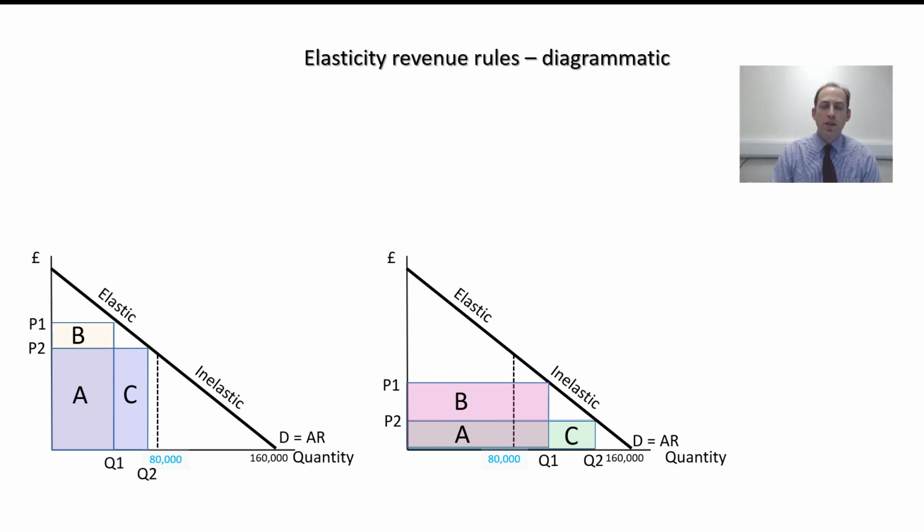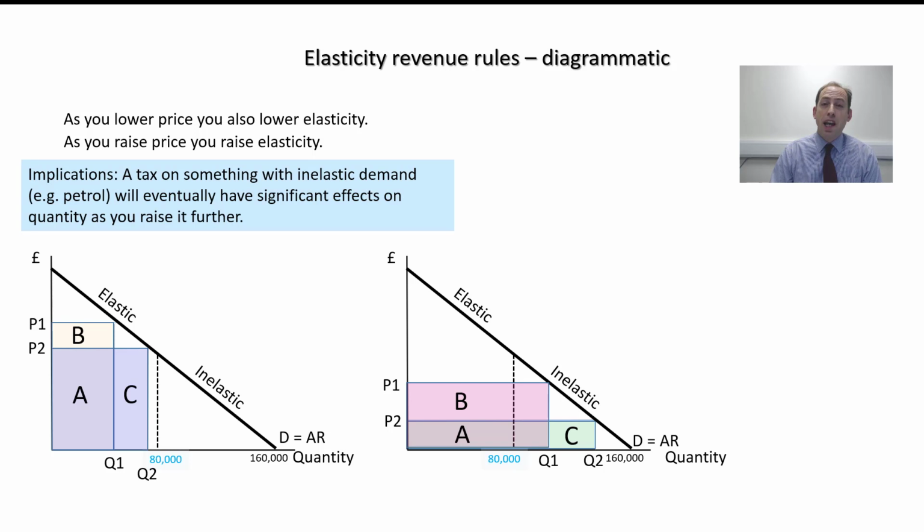So how can we use this? Well, one thing to think about is that as we lower price we're also lowering elasticity, and as we raise price we raise elasticity, which is interesting. So you're moving onto more elastic or less elastic segments of the demand curve. An implication of this might be, for example, a tax on something with inelastic demand, for example petrol, will eventually have significant effects on quantity as you raise the tax further. So you might often say, well, there's no point putting a tax on here, but it is going to depend on the amount of the tax as to how effective it will be.